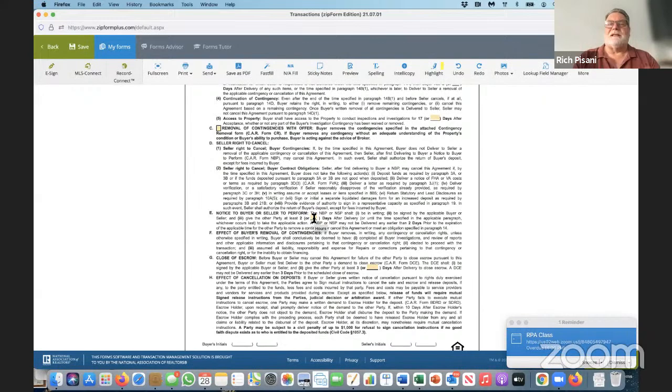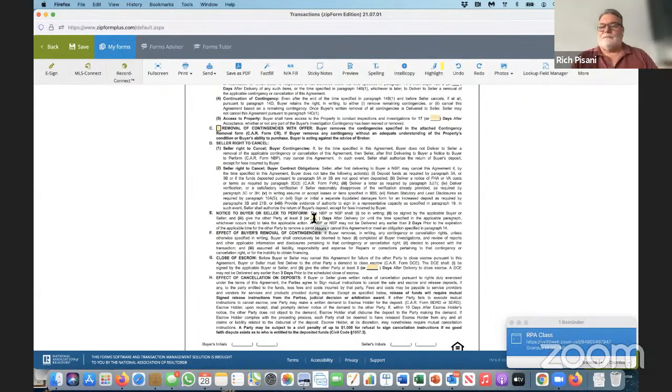Once you remove the contingency, you can never use that contingency to back out. If you remove the appraisal contingency, you can't go back and say, oh, I changed my mind. Or if you remove the inspection contingency, you can't go back on that. Once you removed it, it's gone.